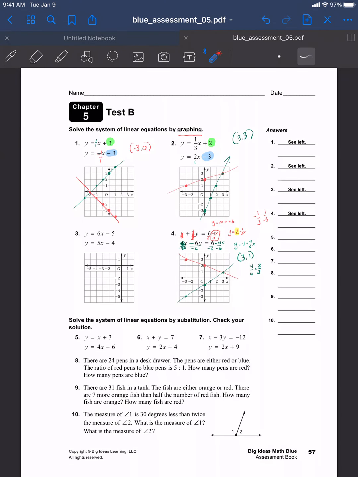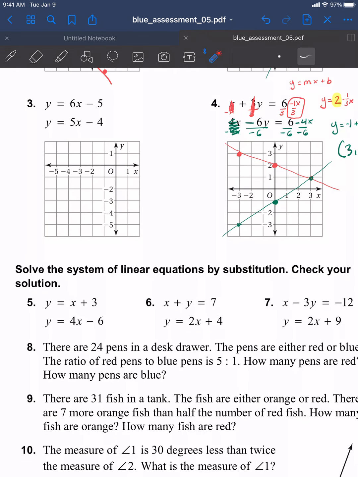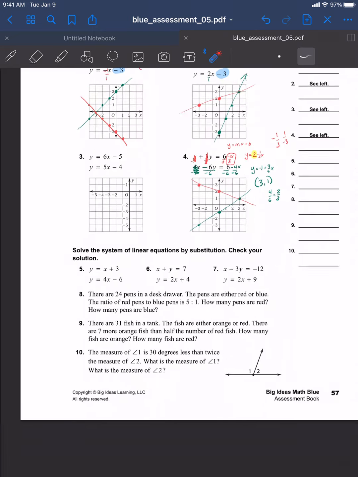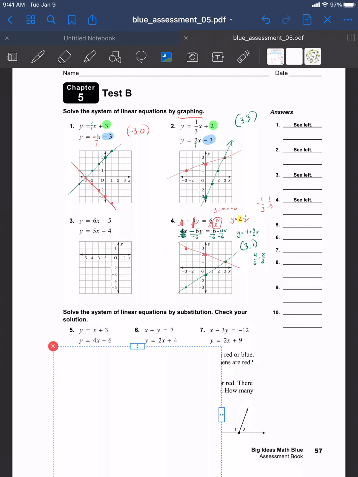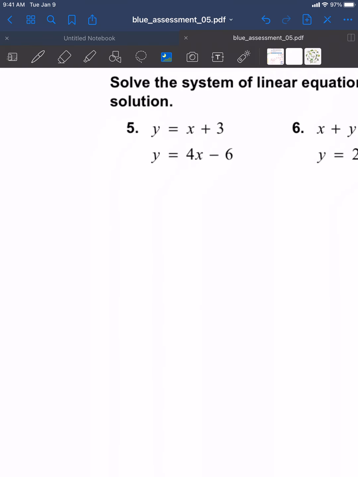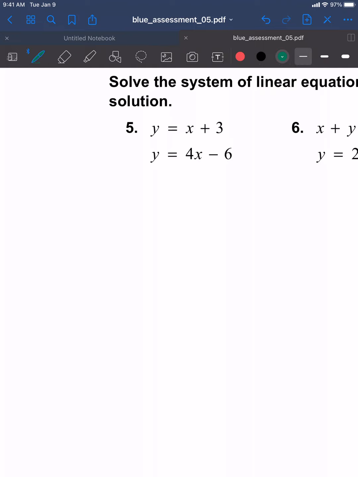Numbers 5, 6, and 7 say solve the system of linear equations by substitution. Substitution is fun, you guys. You just have to make sure you have at least one equation that has a variable by itself. Okay? Let's look at number 5. I'm going to insert one of my blank little boxes right here so that we can have some workspace.